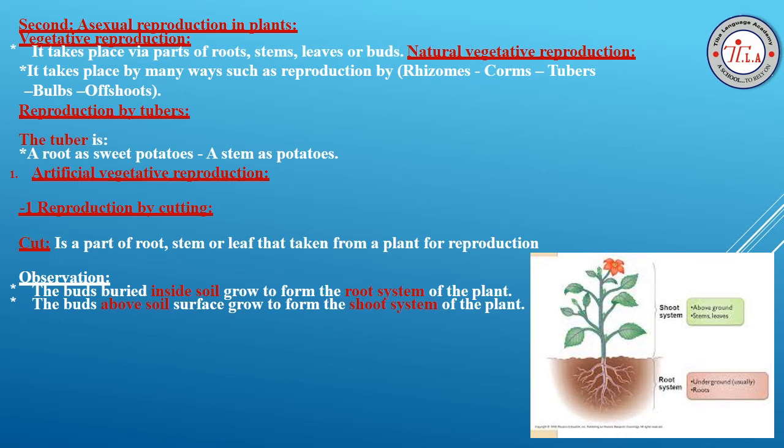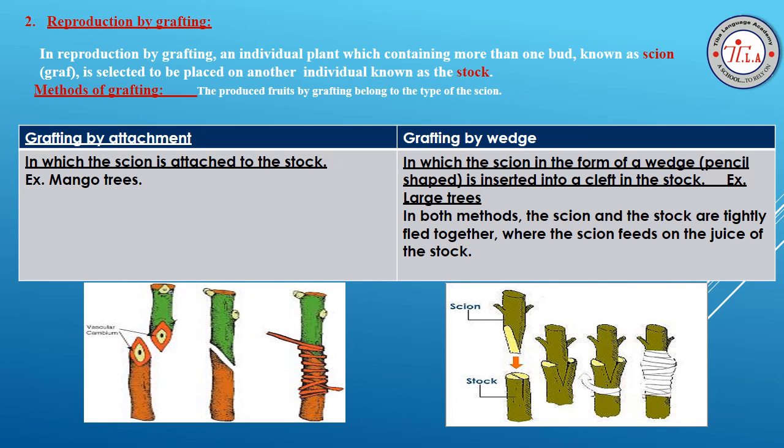The first thing is the tuber. What is meant by tuber? It's a root, like sweet potato, or a stem, like potatoes. It has small buds that, if we cut and grow, will give a shoot system and a root system. Number two is reproduction by cutting. A cutting is a part of a root, stem, or leaf that, if well cultivated in the soil, gives a root system. Number three is reproduction by grafting.